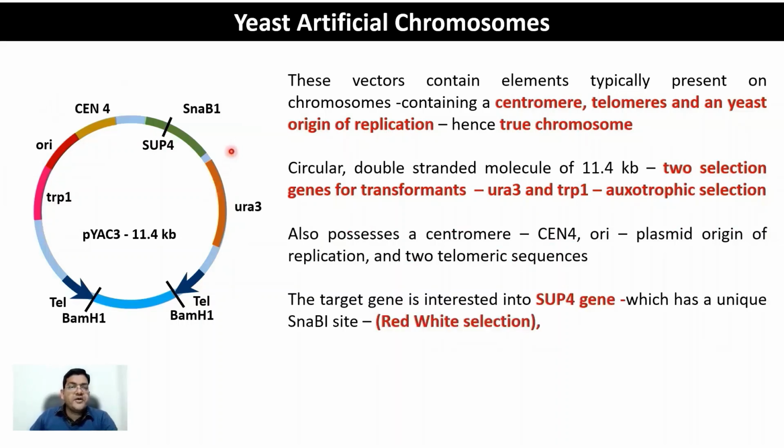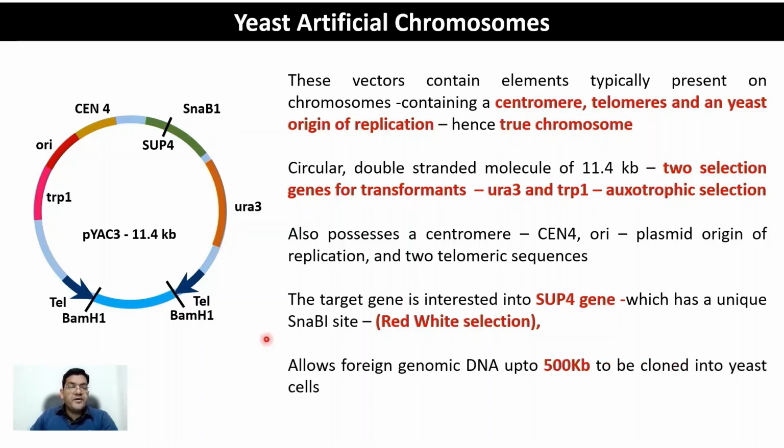The DNA of interest for the target gene is inserted into the SUP4 gene at a unique SnaB1 restriction site, right? And this leads to what is typically known as red-white selection, which we'll discuss in detail in the coming slides. And the important part of yeast artificial chromosomes is they can allow even larger fragments than bacterial artificial chromosomes to be inserted. The maximum size of insert that can be allowed in a YAC is around 500 kb or slightly more, right? So this allows for foreign genomic DNA up to 500 kb to be cloned into the yeast cell.